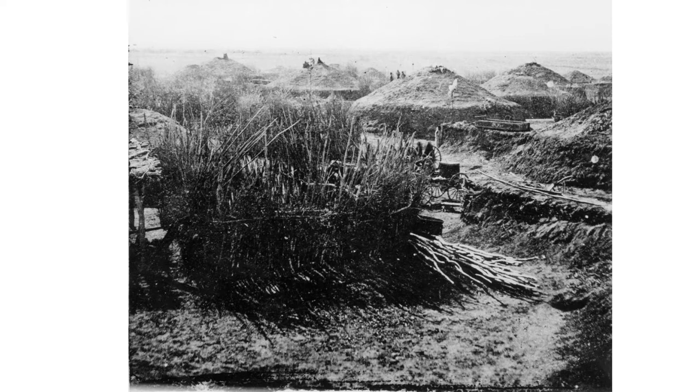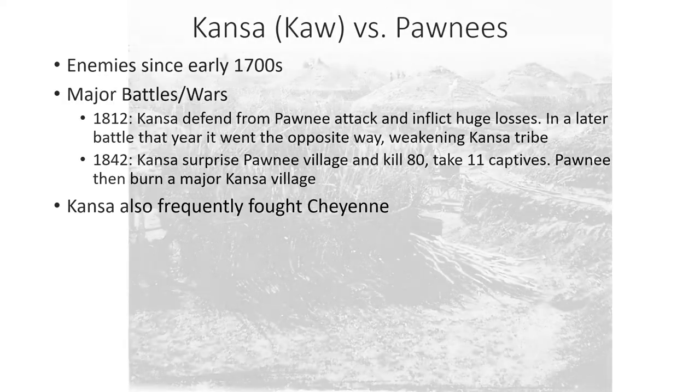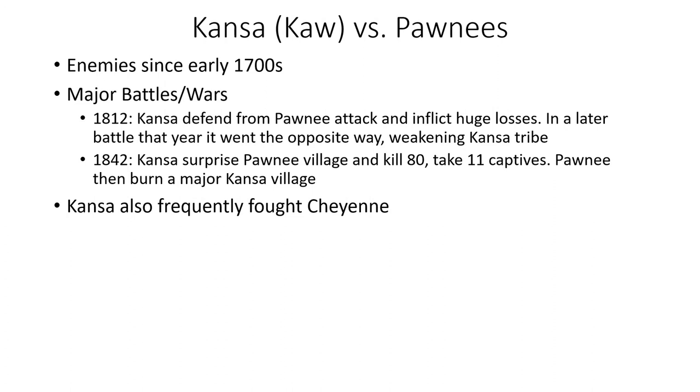The U.S. Explorer and military leader John C. Fremont happened to come across the scene of some of the carnage of this war and wrote about it. And again, the Pawnee got their revenge pretty quickly thereafter, burning one of those major Kansa villages. Meanwhile, the Kaw or Kansas were also fighting against the Cheyenne.